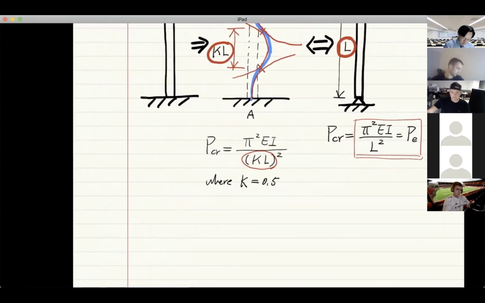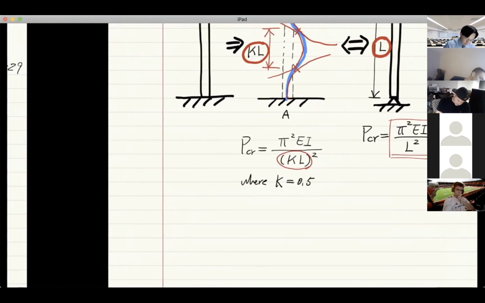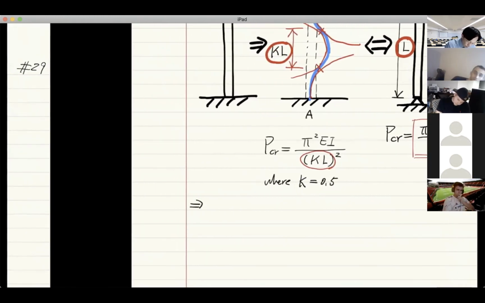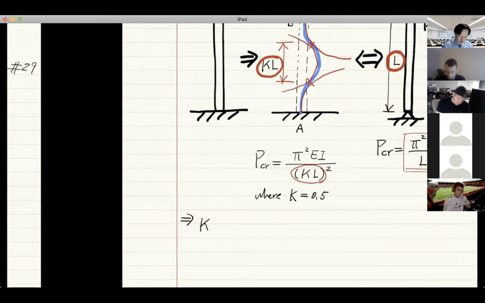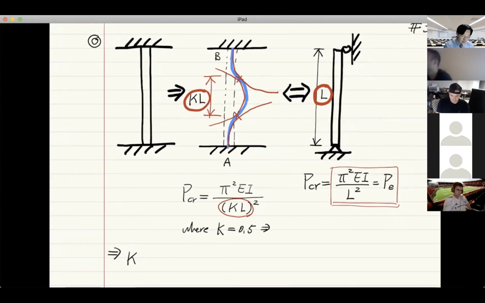Now, if we define this, we can also derive the expression of K. Because so far it looks like this capital K is perhaps just some experimentally determined value. No, a capital K can actually be calculated. So the name of this capital K is what we call the effective length factor.